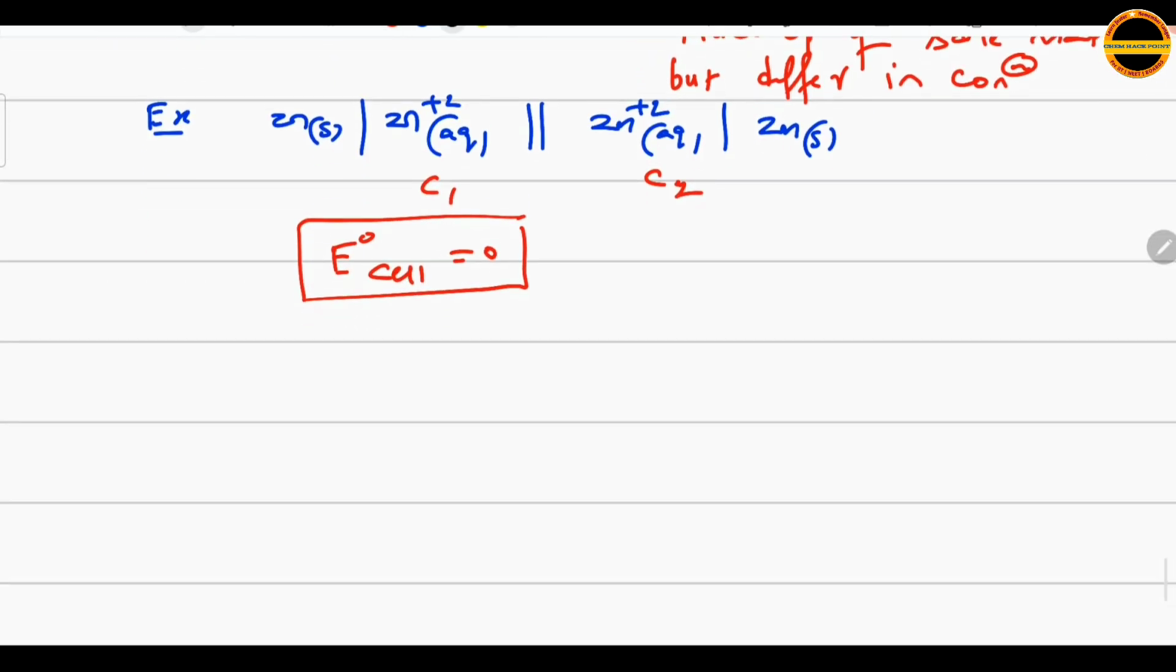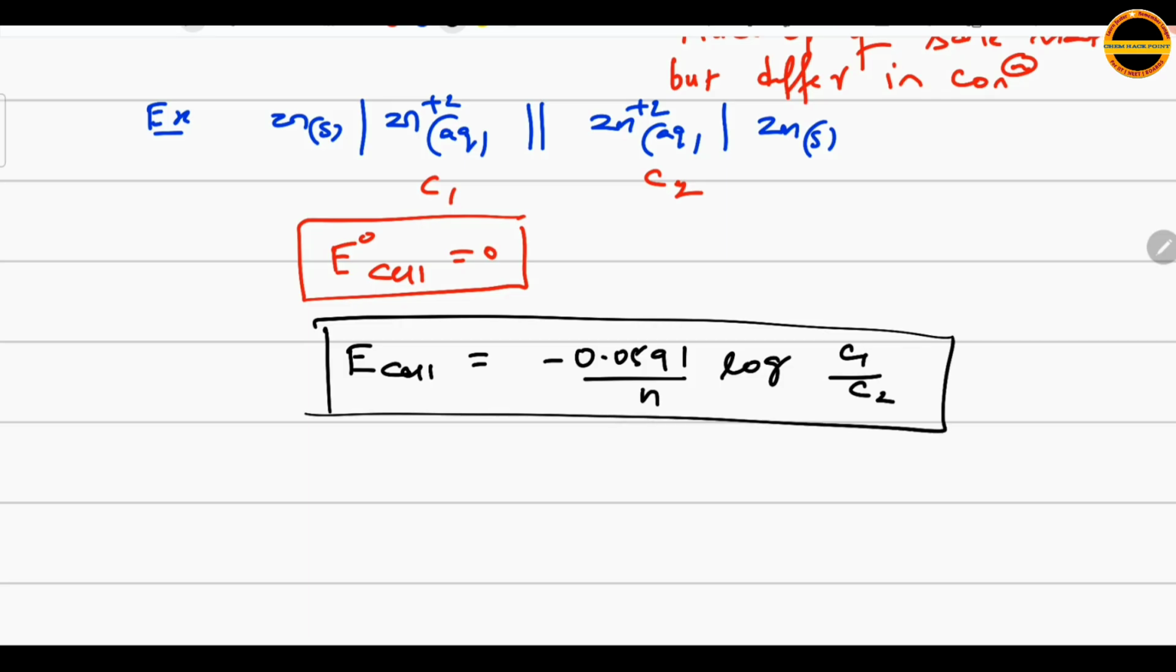If E naught cell is 0, then how can we modify the equation? Then we can write the Nernst equation as E cell equals minus 0.0591 by n log C1 by C2. Overall, what is C1 here? C1 is the concentration of anode, and C2 is the concentration of cathode.